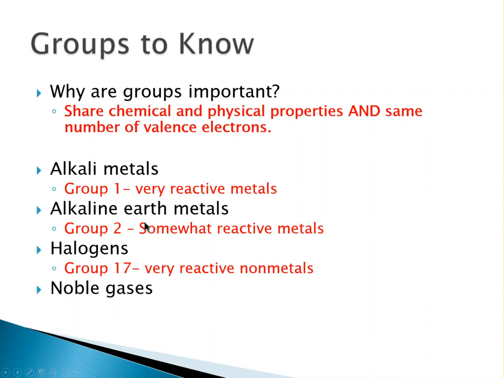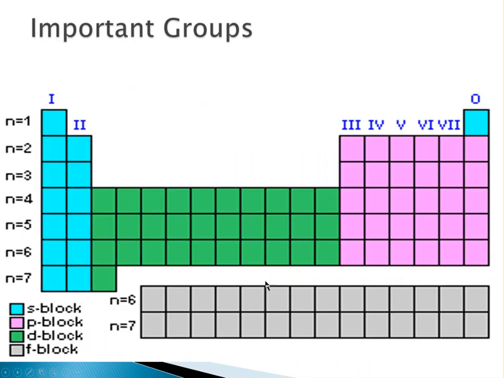Halogens are the name we give to group 17. So halogens are very reactive nonmetals. And group 18 we already talked about are called noble gases. They're noble because they're very, very stable. They don't mix with other elements on the periodic table, much like the nobles did not mix with the commoners back in medieval times.